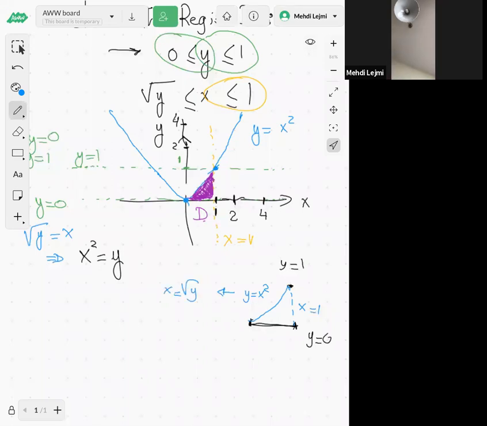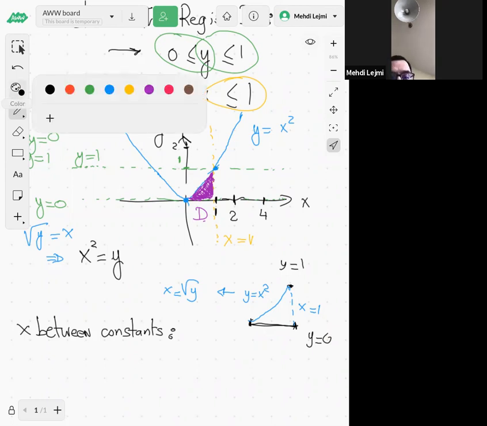All right. Now, I'm going to start with x. So x between two constants. So then my x would be between, so this point here, the x coordinate here is x equal to 0. The x coordinate here is x equal to 1. So my x would be between 0 and 1.